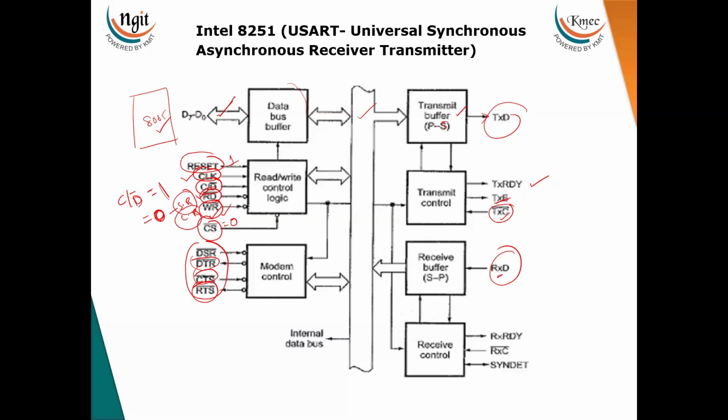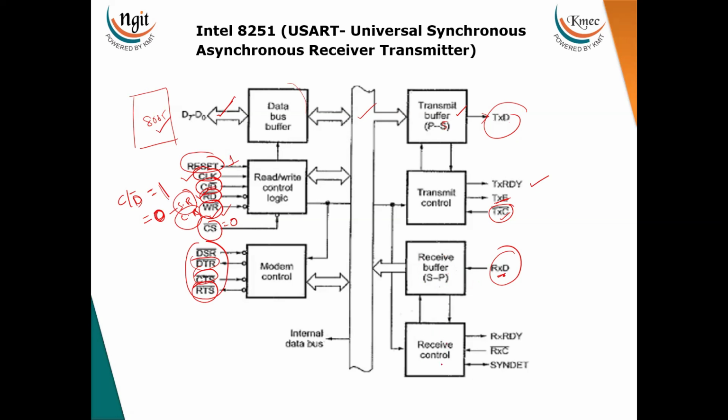Next one is RxD. Now this is the receive buffer. It will do serial to parallel data conversion. It will receive the data in serial by using this RxD receive data pin. And after that, this receive buffer will convert the serial data into parallel.